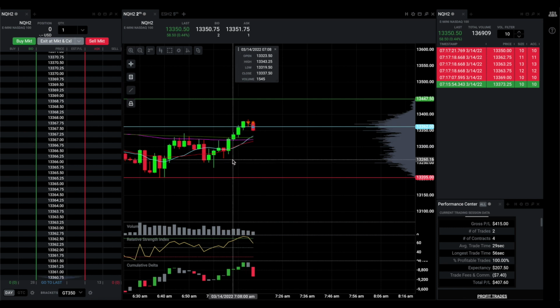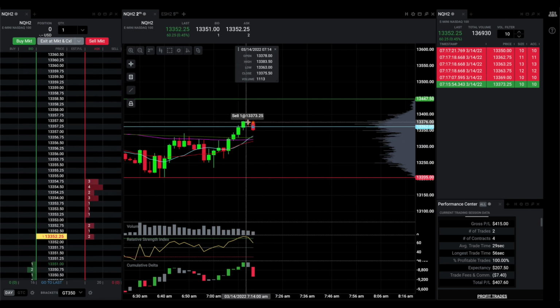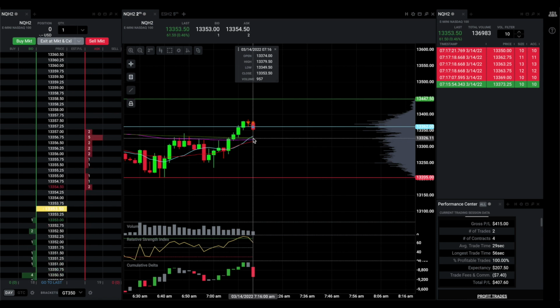Now you see, take a look at this. We pushed up, we stalled out, and then we flipped down. You can see this little wick right here. The open is 74, the high is 79. It went up 5 points. That's why I use a 7-point stop loss.